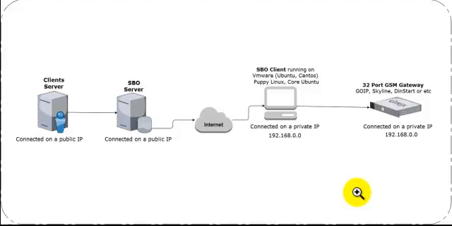If we have more than one gateway, obviously the IP addresses of those gateways will be different. So from our web configuration, we can set the routing on different IP addresses for different gateways.